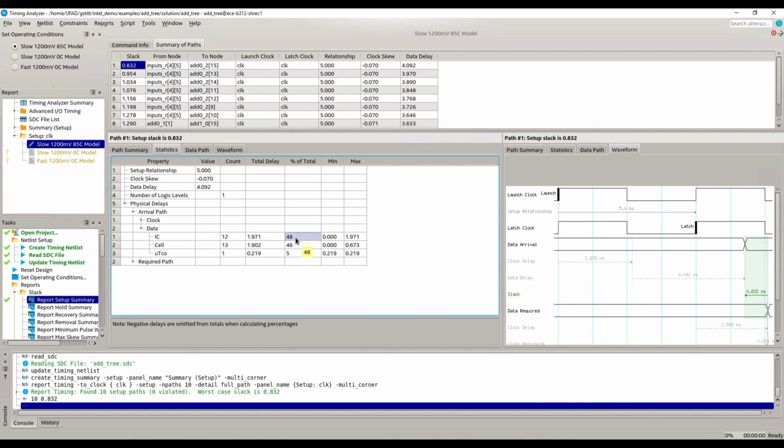And if we needed to improve the clock frequency further, we could look into additional optimizations now for both the interconnect and the cell delays, but we don't need to do that for this example because we're well above our constraint of 200 megahertz. So that is it for this talk.